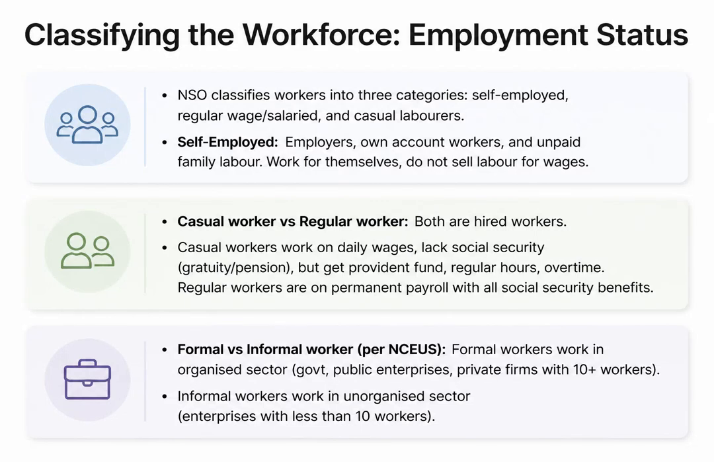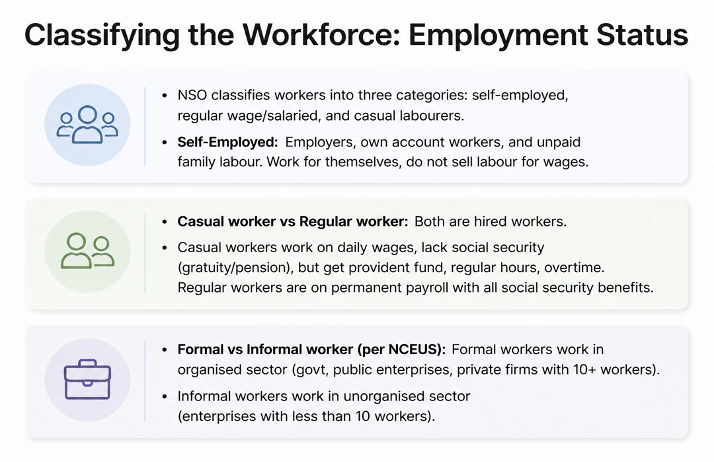To understand the changing nature of jobs, we need to look at how the NSO classifies the workforce. There are three main categories. First, the self-employed, which includes employers, freelancers, and unpaid family labor who do not work for a wage. The rest are hired workers, split into casual and regular. Casual workers are hired on daily wages. They get basic rights like regular hours and provident fund, but miss out on major social security benefits like pensions. Regular workers, however, are on a permanent payroll with full benefits.